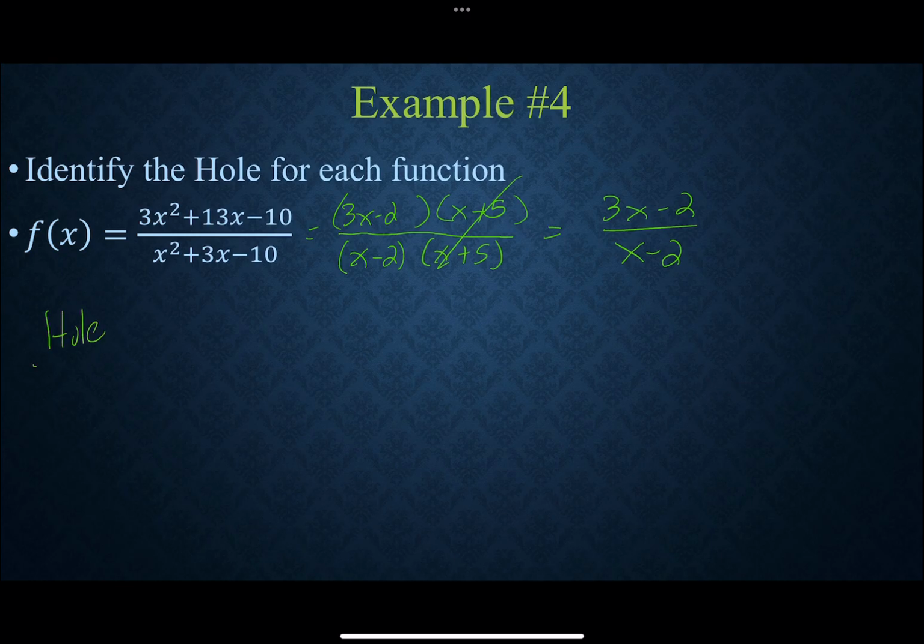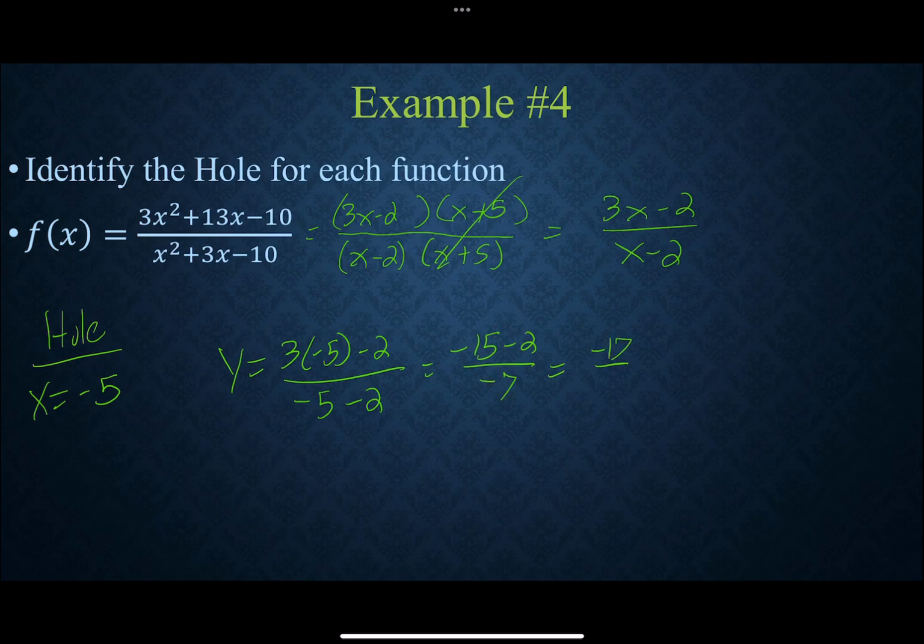And then as for our hole, because something canceled, the x-coordinate of the hole is going to be at negative 5. So for the y value, we're going to substitute negative 5 into the problem. So it's 3 times negative 5 minus 2 over negative 5 minus 2. We get negative 15 minus 2 over negative 7. Negative 17 over negative 7, which then the negatives reduce into 17 over 7. So our hole would occur at negative 5 comma 17 over 7.